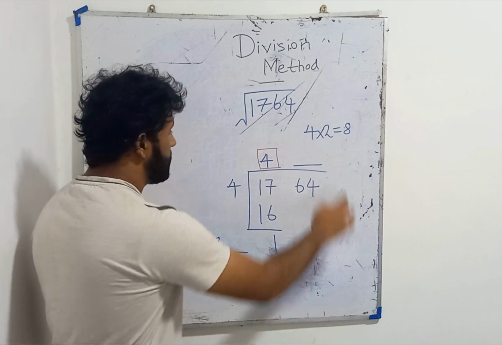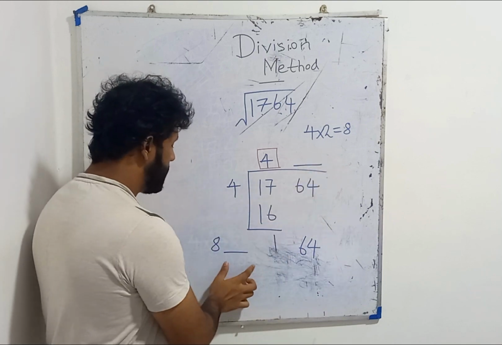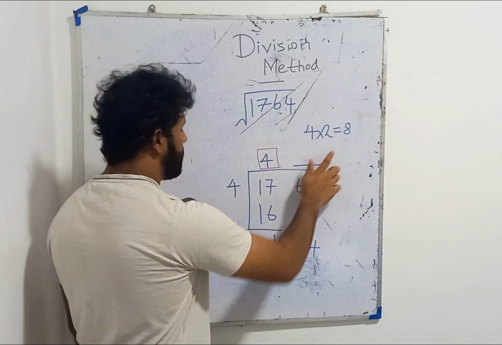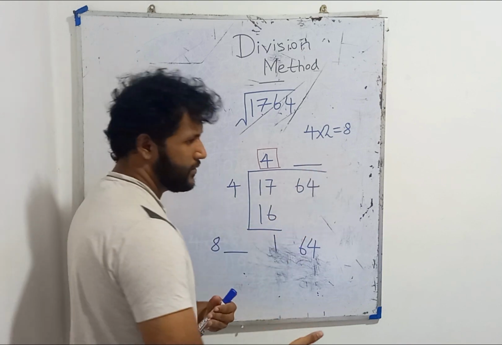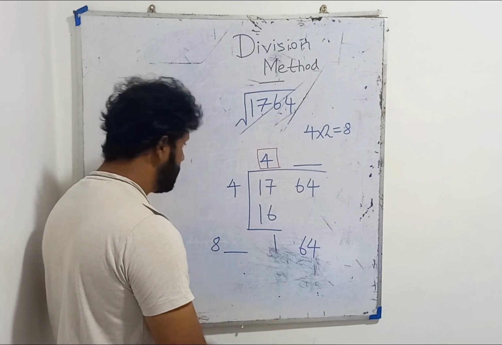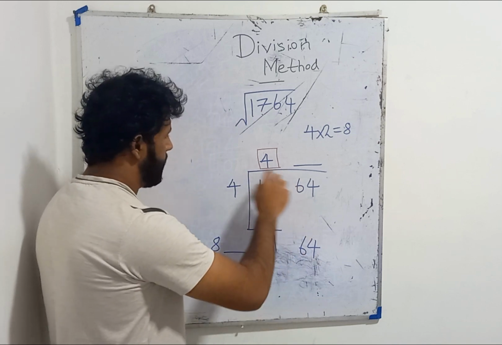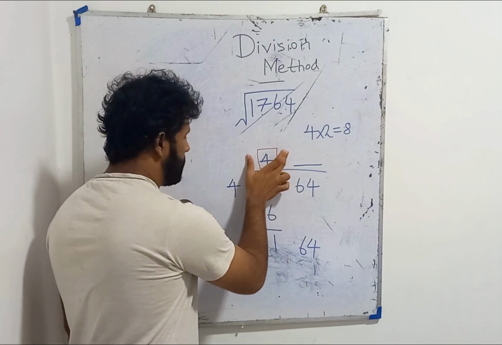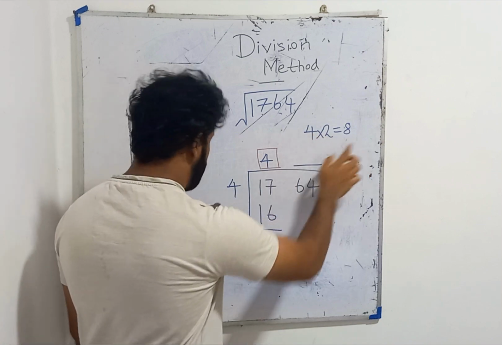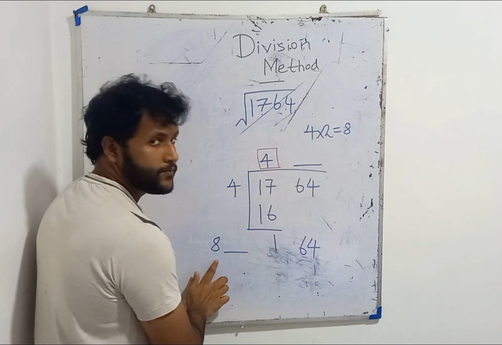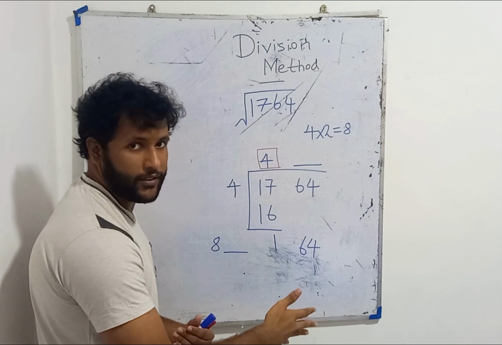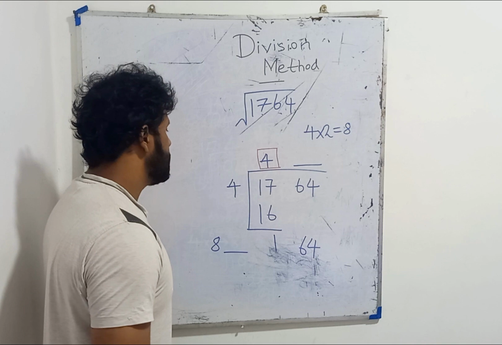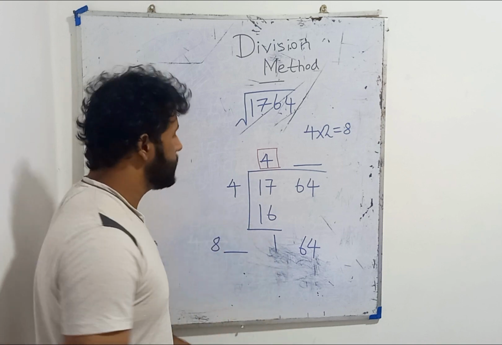The numbers that you put in this space as well as to here should be equal. And now the procedure: you consider the number at the top, multiply it by 2, and then take that number to here. This is the stepwise procedure. This procedure is very important, so understand this method and do it.